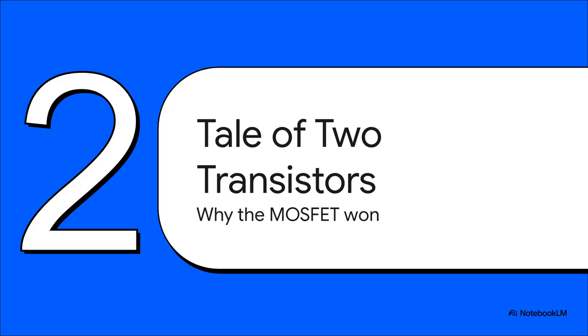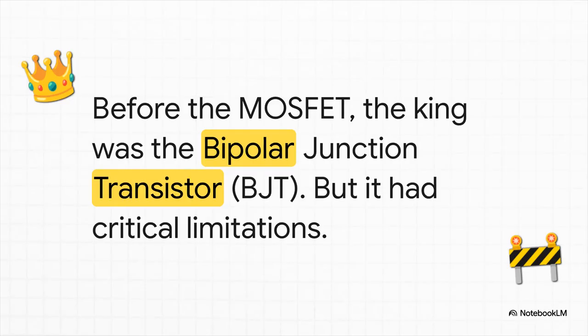Now, the MOSFET wasn't the very first device of its kind. And to really get why it's so dominant today, we've got to look back at what came before it, because that's when you see what a massive leap forward this was. So before the MOSFET took over, the king of the hill was something called the bipolar junction transistor, or just BJT. And for a while, it was great. It was the go-to component. But it had some pretty serious drawbacks that left the door wide open for something better.